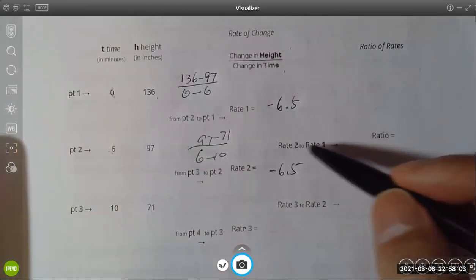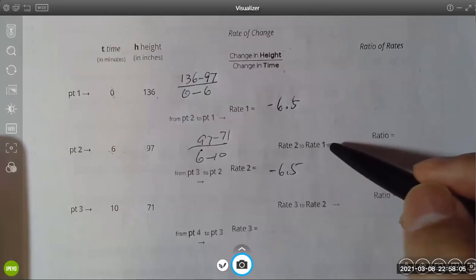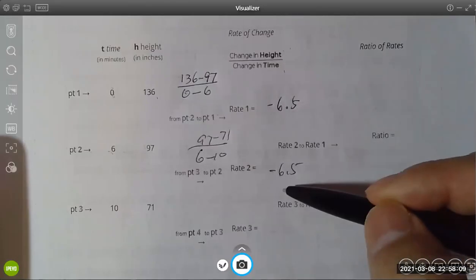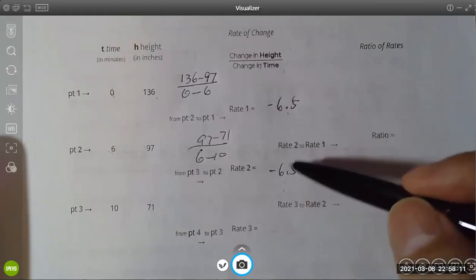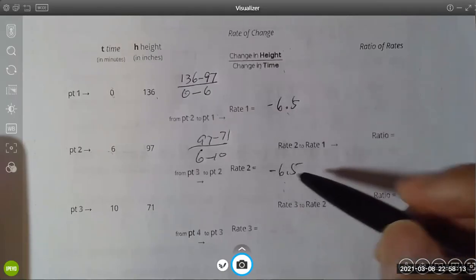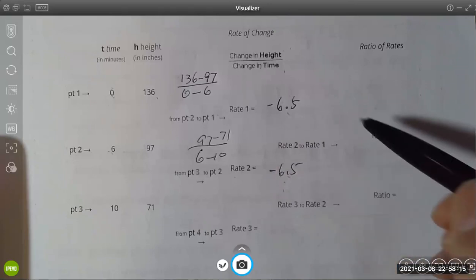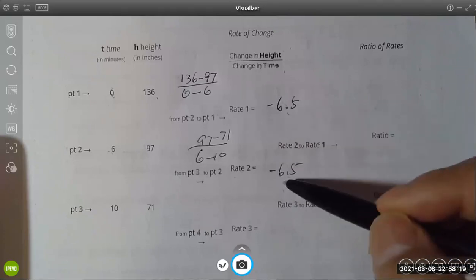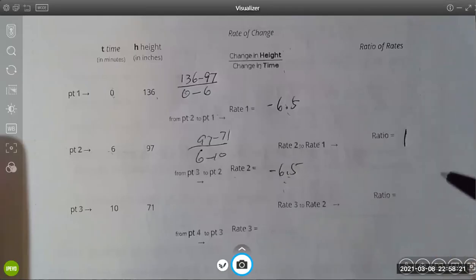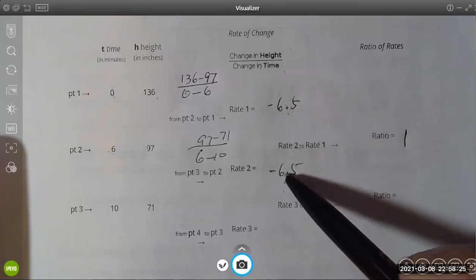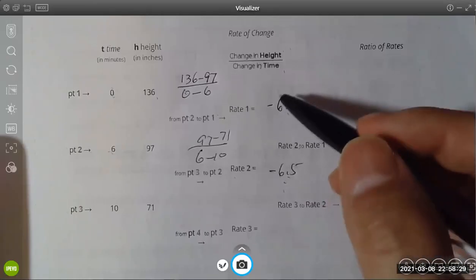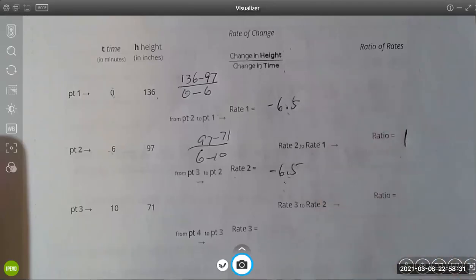Now, how do we calculate the rate 2 to rate 1 ratio? This is a ratio of rates. These two are rates of change, right? So apparently they're the same. This is rate 2 to rate 1. We use this number divided by this number. They happen to be the same, so we get 1. So that's how you calculate the rate of change and the ratio of those rates of change. And each value has its meaning.